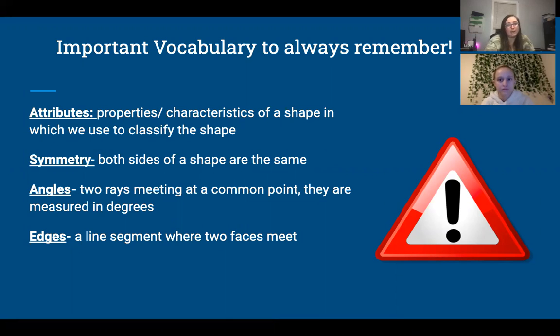Does anyone know what attributes are? Good. Attributes are properties or characteristics of a shape which we use to classify the shape. Next, we have symmetry. Symmetry is when both sides of a shape are the same. Angles are when two rays meet at a common point and they are measured in degrees. Lastly, can anyone tell me what an edge is? Great. An edge is a line segment where two faces meet.